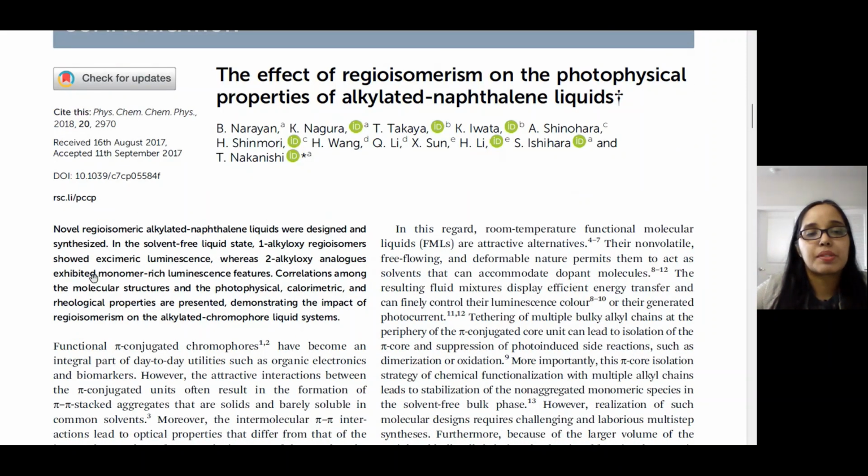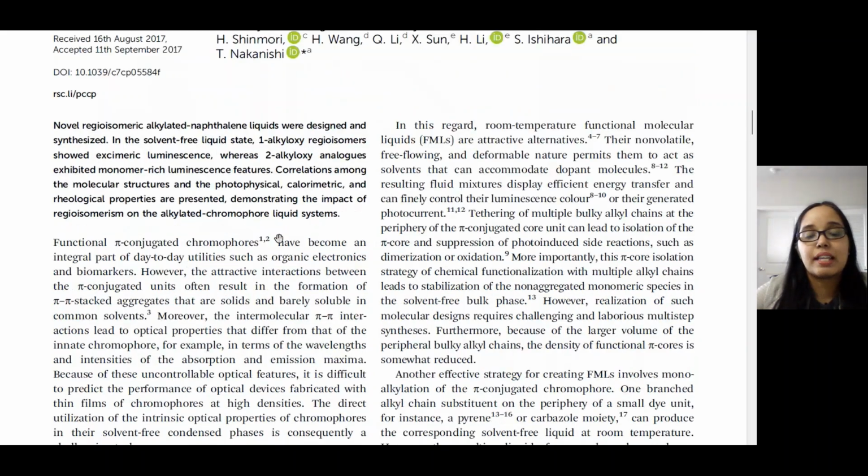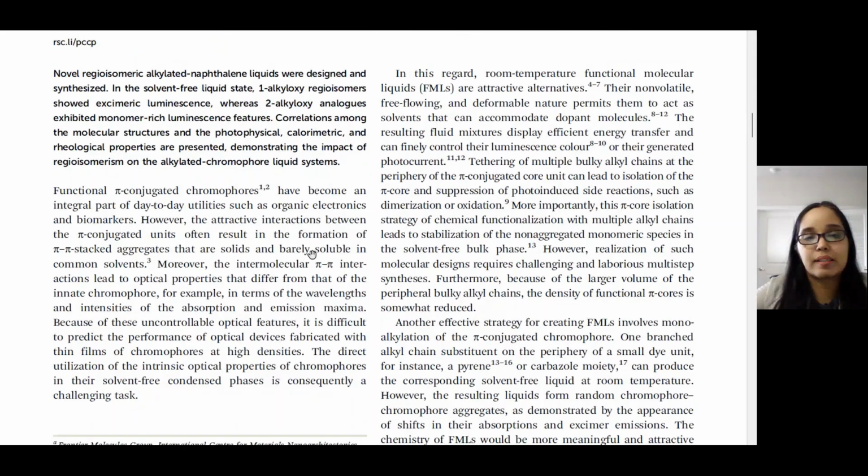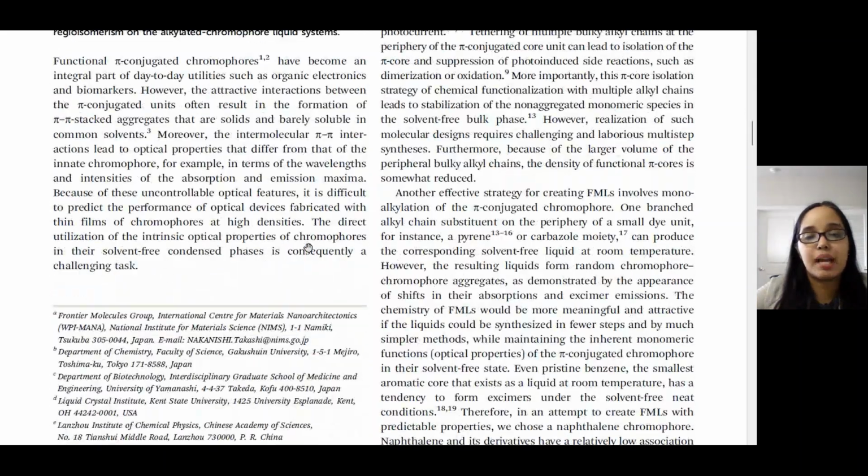First, we see this abstract in the beginning. You can read through the abstract of any paper and first see whether it is of interest to you. So here we are talking about alkylated naphthalenes. If you're working in this field or if you're working in supramolecular self-assembly, this might be very useful to you. The introduction runs for 2 to 3 paragraphs here. Let me show you that.